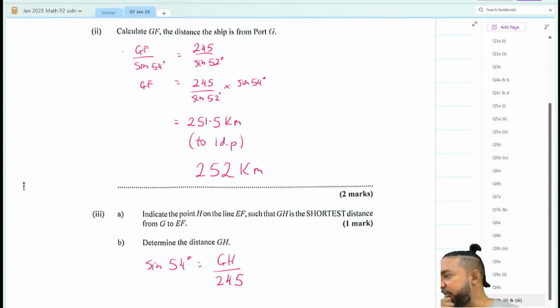This is the paper from today, Rashi. This is the 2025 January Maths paper 2. Sorry guys, let me just answer my wife real quick. I need a new phone.